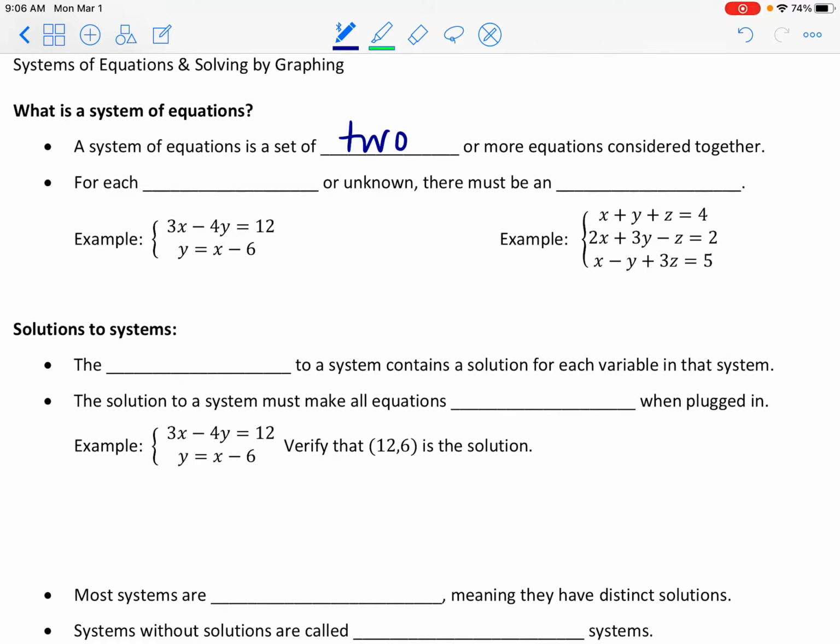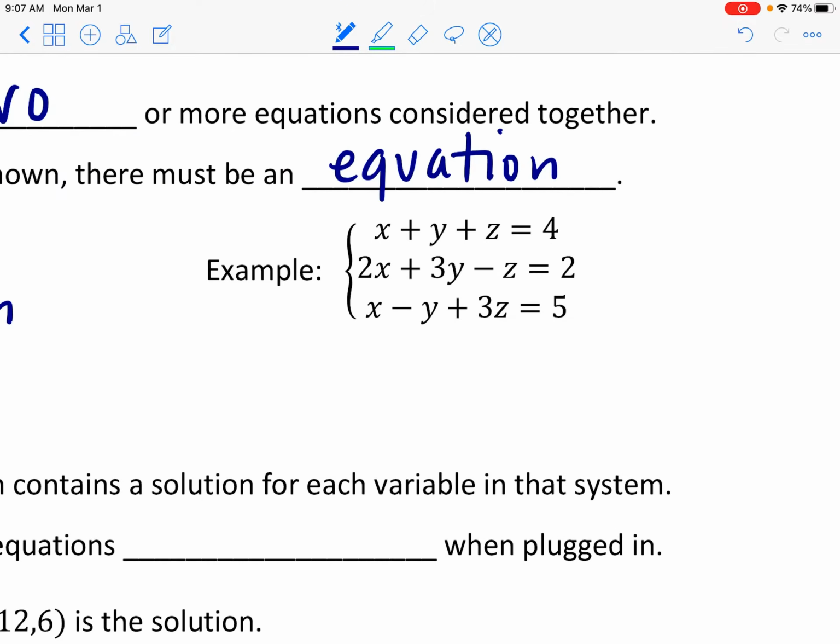Okay, so when you're dealing with a system, again, two or more equations considered at the same time, for each variable or unknown in your system, there must be an equation. So if you're looking at a 2 by 2 system, that's this first example here, you have two variables, you need two equations in order to be able to find the solution or to solve that system. You could have three variables, in which case you'd need three equations, and so this would be a 3 by 3 system.